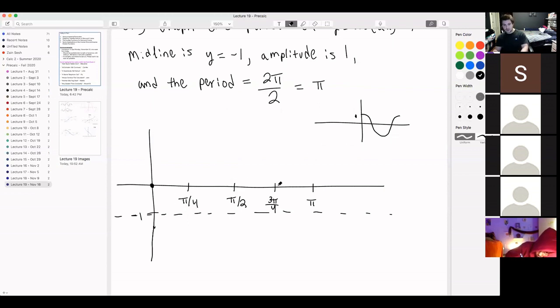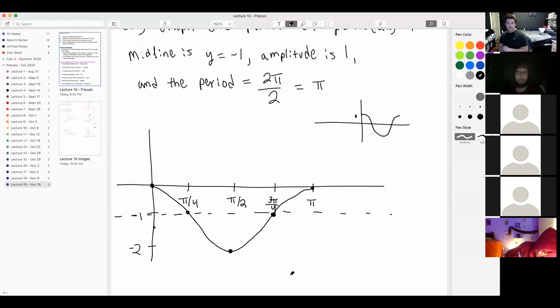So now we just use our tick marks that we cut our domain up into 4. So we go here, then we go down at pi over 4. We go down to -2 at pi over 2. We go back to the midline at 3 pi over 4, and then we go to 0 at pi. All right, and then just connect this with a nice smooth cosine wave. And that will be it. That will pretty much be all you have to do.